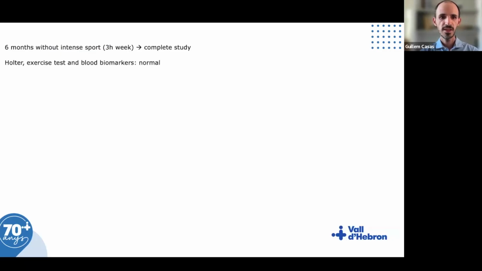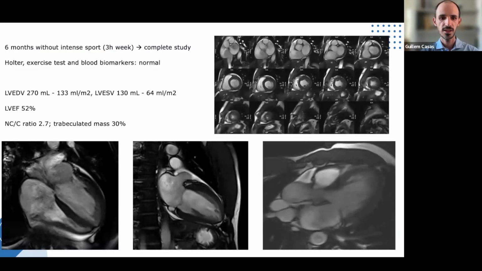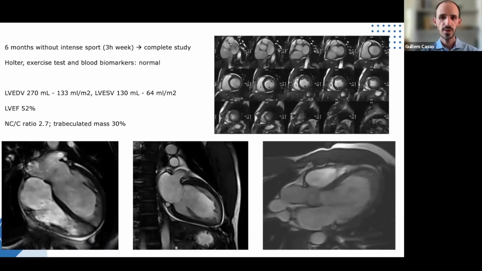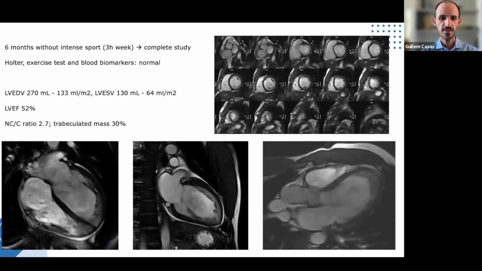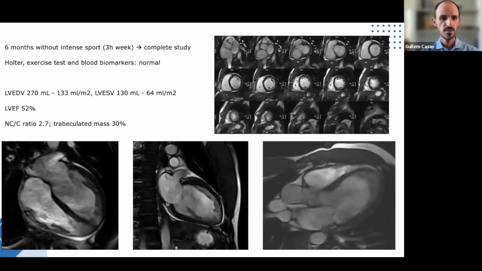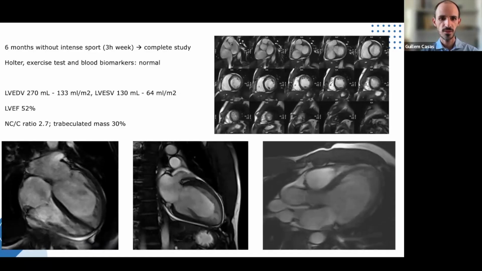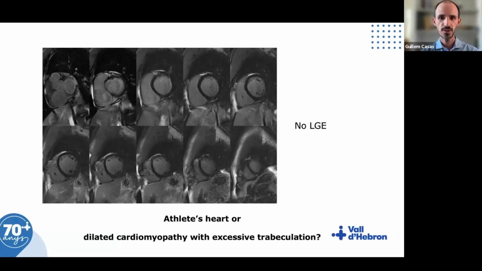After these 6 months, the Holter, the exercise test, and blood biomarkers are normal, but the CMR shows a severely dilated LV with lower normal ejection fraction of 52%, and a significant hypertrabeculation, fulfilling diagnostic criteria with a non-compacted to compacted ratio of 2.7 and a trabeculated mass of 30%. No late gadolinium enhancement. So at this point, the differential diagnosis remains between an athlete's heart or dilated cardiomyopathy with excessive trabeculation.